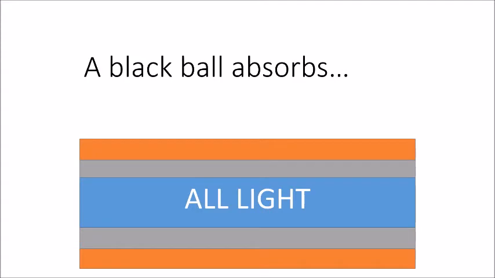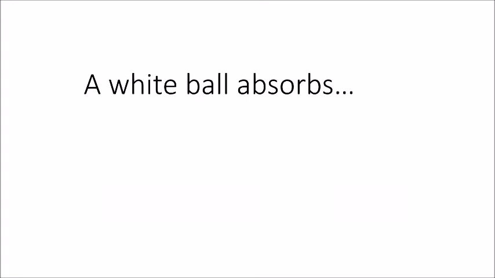It absorbs all light. That's why it looks black, if you remember from earlier in the video. And last but not least, a white ball reflects all light. That's why white looks white. It's why white light looks white, and it's why white objects look white. Gosh, that is a mouthful trying to say quickly.